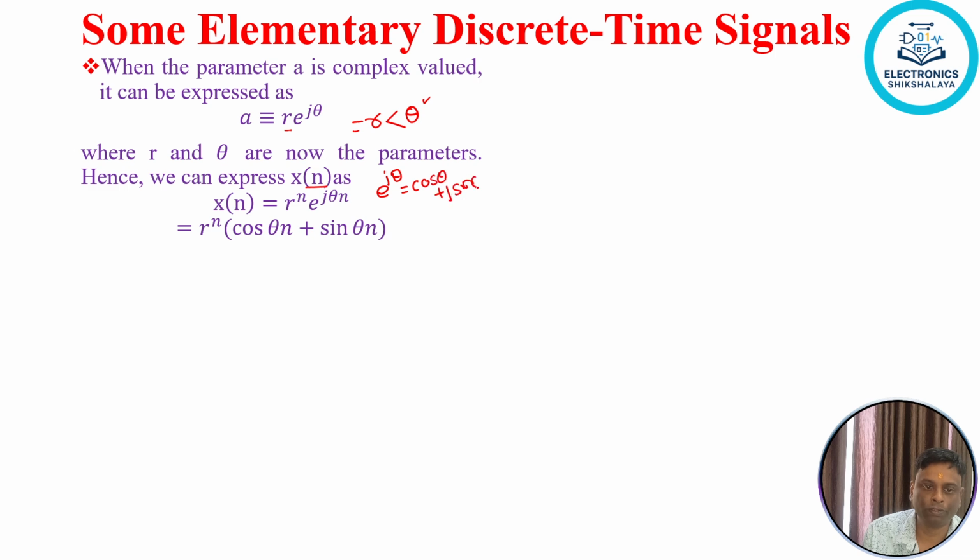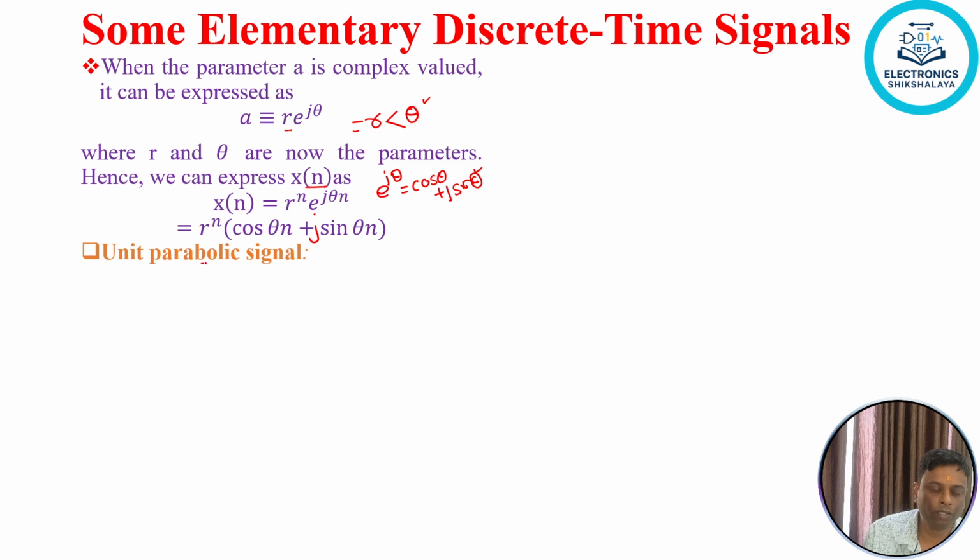So this is expressed as x(n), with j theta in the exponent. Now the parameter value is complex here.